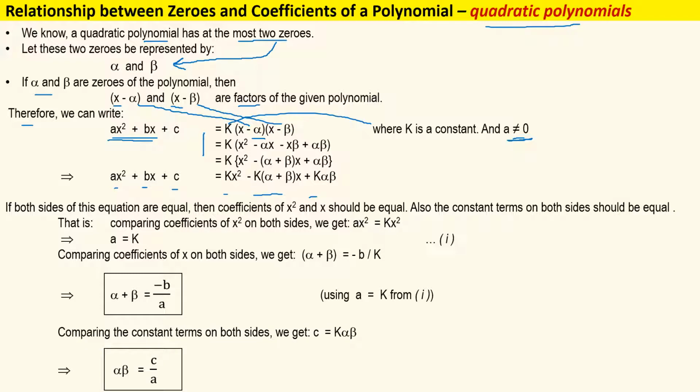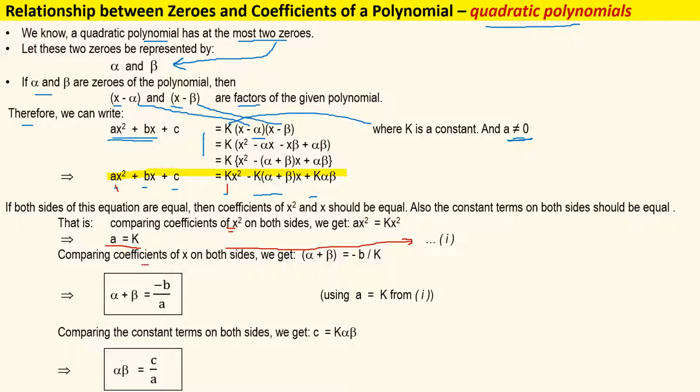Now let's compare different terms in this equation, or the coefficients of x squared, coefficient of x, and the constant term on both sides of this equation. Let's say we compare the coefficient of x squared, we notice that the coefficient of x squared on the right hand side is k, and on the left hand side it is a. Therefore, we get the equality a is equal to k, and let's call this our statement number 1.